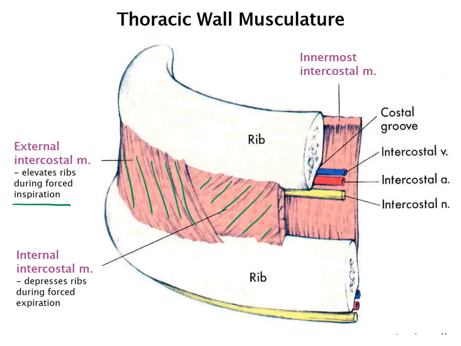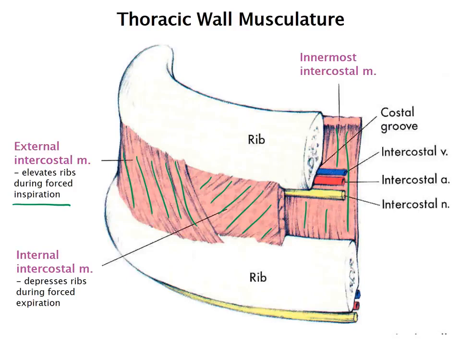The innermost intercostal muscles attach to the inner surface of the ribs, and they are the deepest layer of muscle. They too will function to help depress the ribs during forced expiration, so they have the same function as the internal intercostal muscles.